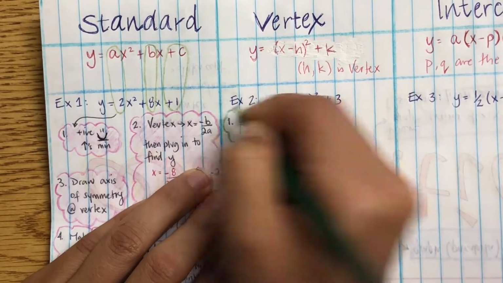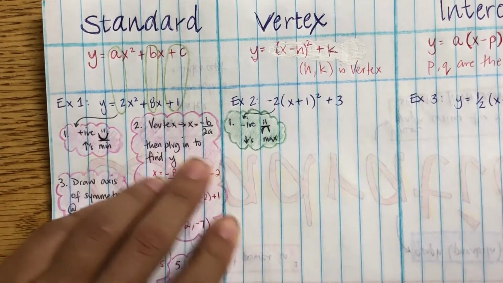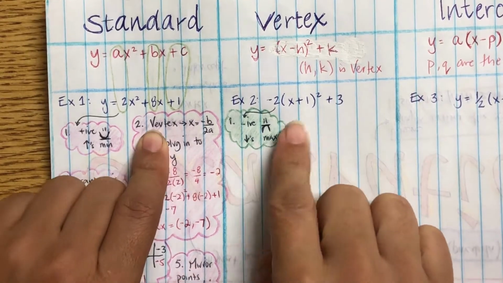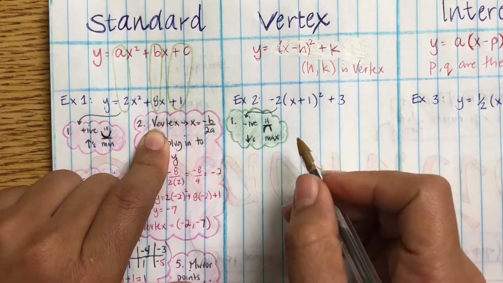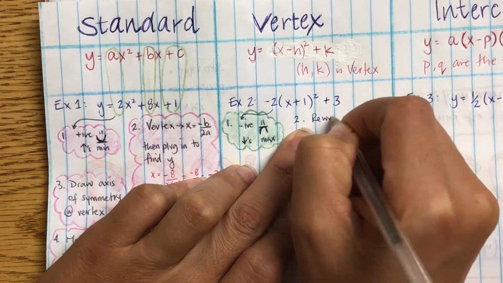So our first step is always to look at the sign outside. Okay, positive, happy face going up, minimum. Negative, sad face going down, maximum. All right, the second step is always going to be to find the vertex. So we need to find the vertex.